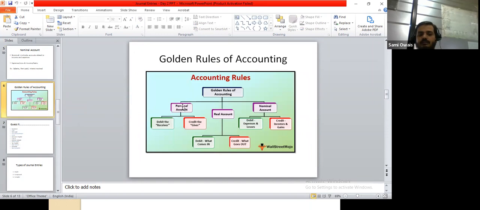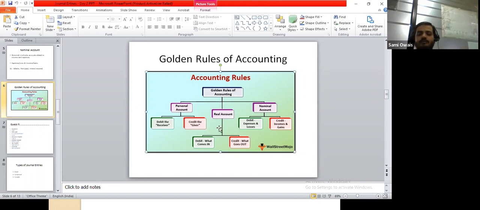Now the golden rules. For the personal account, it is debit the receiver, credit the giver. You must have already gone through this in intermediate first year itself, and if somebody is from a different background, they must have done it during their graduation first year. What is the rule of the personal account? Debit the receiver, credit the giver. Write on the debit side if somebody is a receiver. If somebody is giving, write them on the credit side. Simple rule. There is no rocket science here.